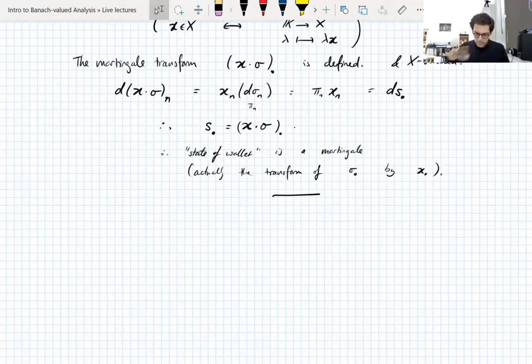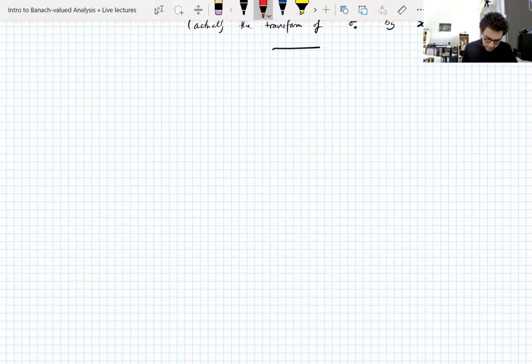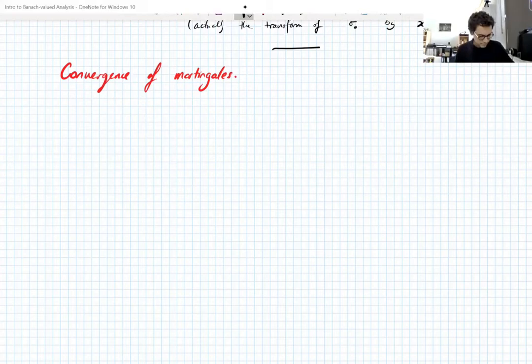So let's go back to convergence of Martingales. Again, we're not going to have much time to actually prove anything. We just have 15 minutes, so I'm just going to give a quick overview of what we'll show in the next lecture, just to foreshadow it a bit, to get you thinking about it.